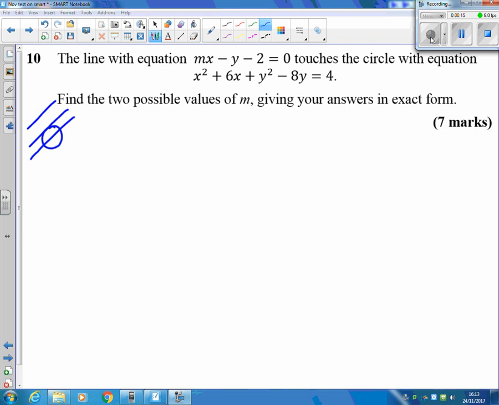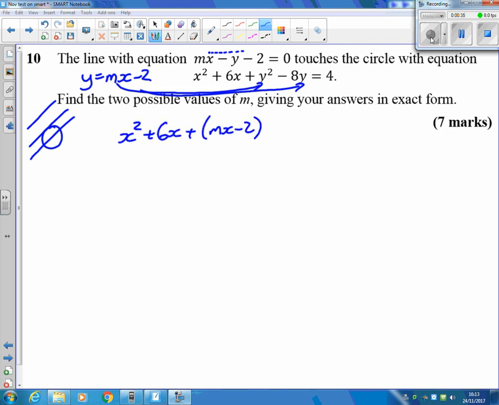We're going to need to think about what this line is, and I think the simplest thing to do would be to add y to both sides to begin with. So y equals mx minus 2. And what we're going to do now is put this into this circle here and substitute it in. So I've got x squared plus 6x plus (mx minus 2) all squared, and I'm taking away 8 lots of (mx minus 2), and that equals 4.